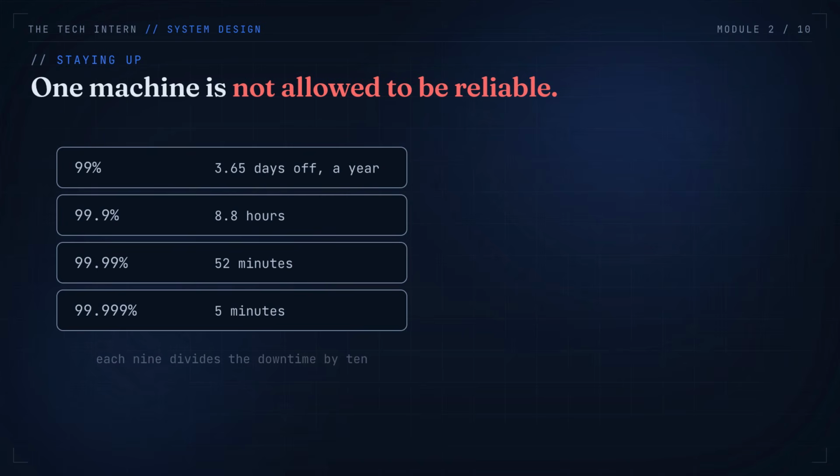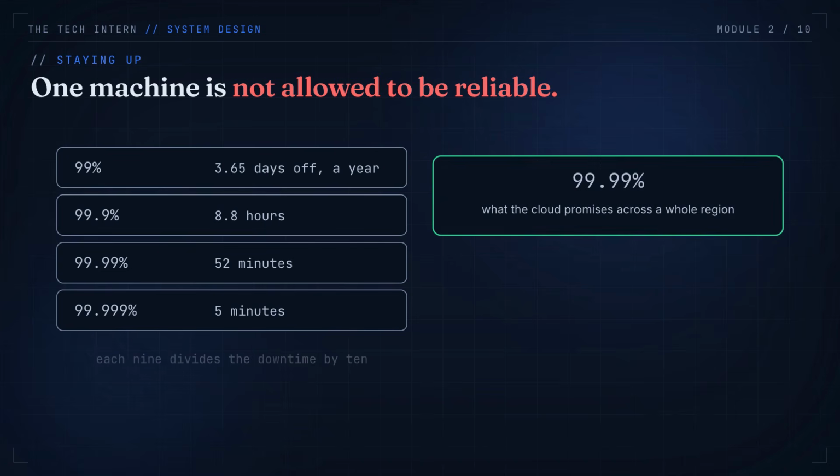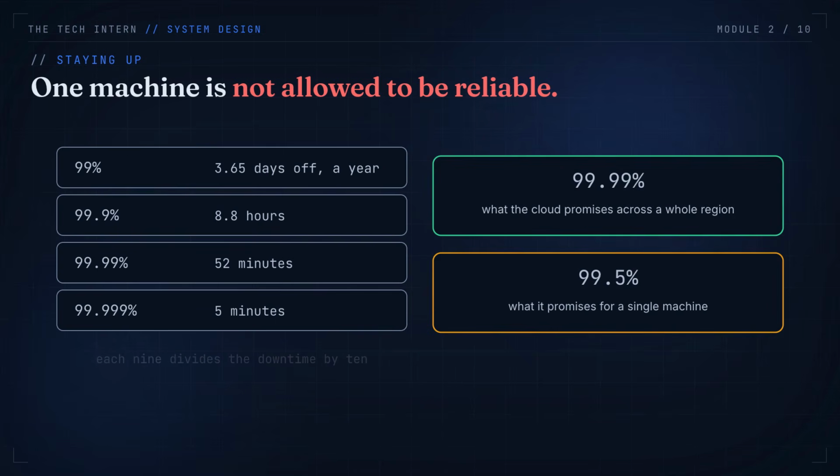But here's the number I actually want you to remember, because it's the reason for half of what we build later. Amazon publishes a guarantee for its cloud machines. Across a whole region, they promise 99.99%. For a single machine, they promise 99.5.